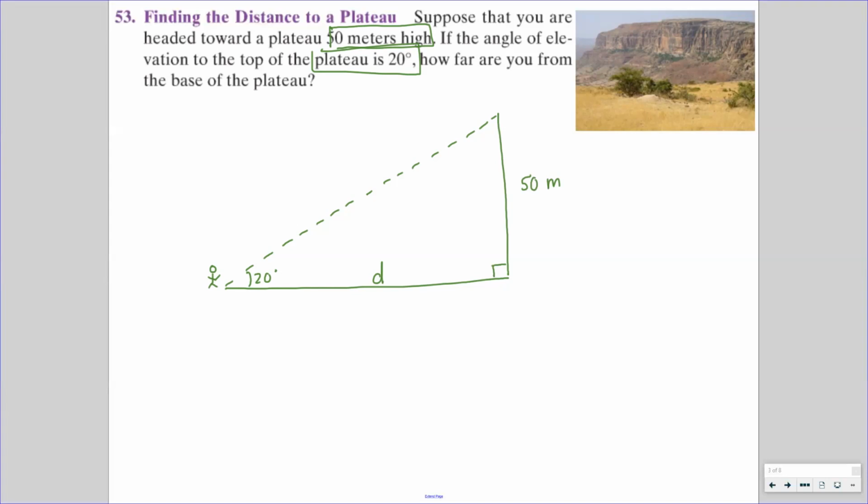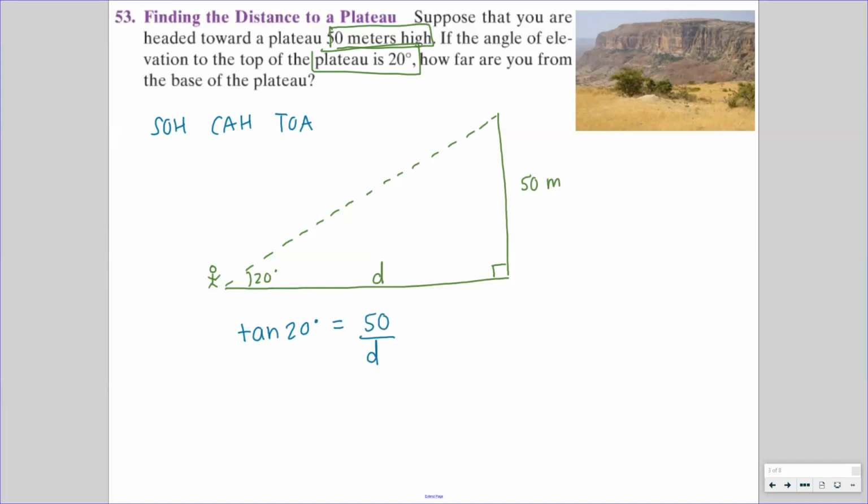Okay, what do we have? Well, we have this angle, 20 degrees. We have the side opposite and we have the side adjacent. We don't know what the side adjacent is, but those are the three pieces of information we've got: an angle, a side opposite, a side adjacent, which means we're going back to tangent. So remember, think back to geometry with SOHCAHTOA. Tangent is always opposite over adjacent. So we write this as the tangent of 20 degrees is equal to 50 over d.